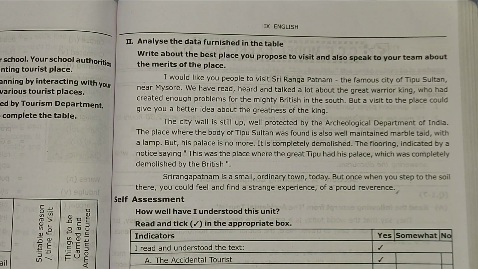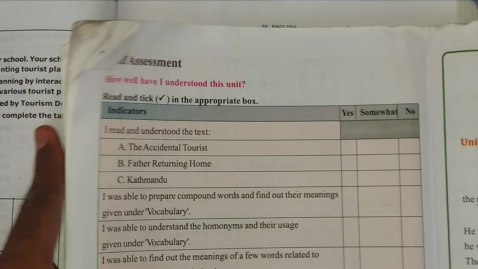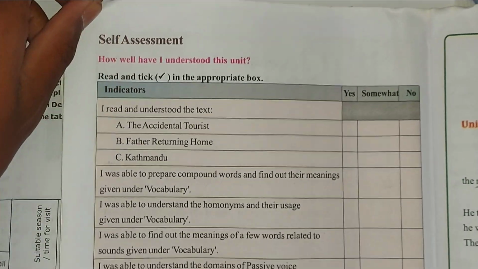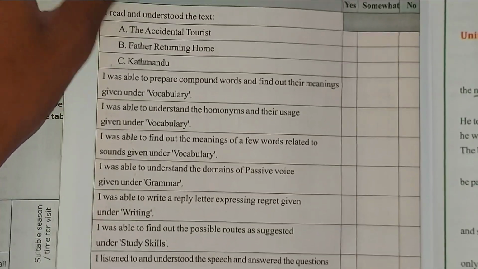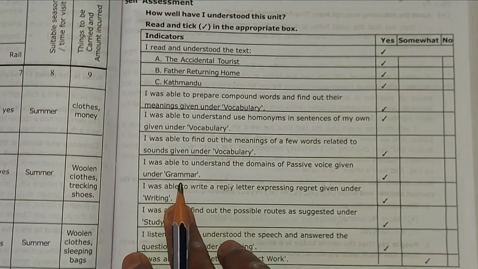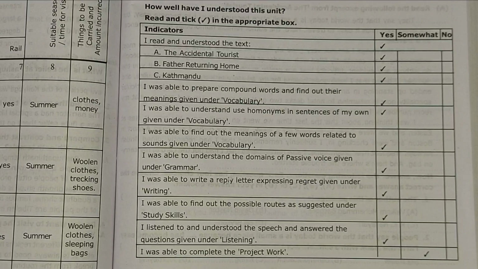Okay, so I will go to self-assessment. You can see here the self-assessment questions in the textbook. Now I will see these questions' answers in the question bank. You can see here the self-assessment answers. You can see up to here we have the table.